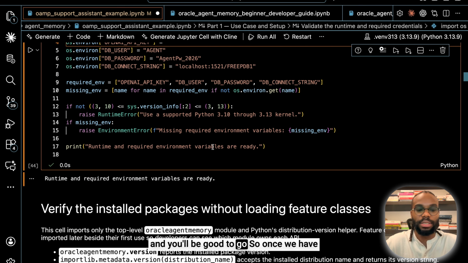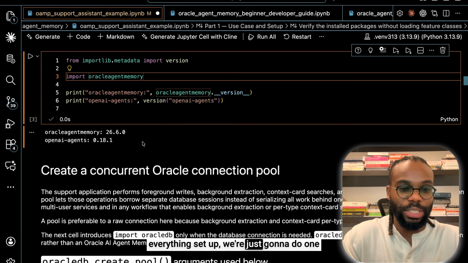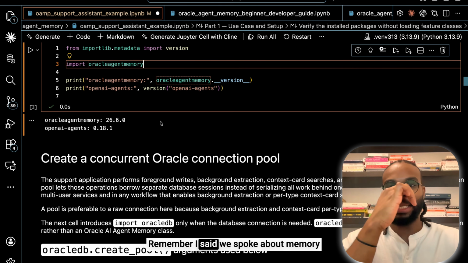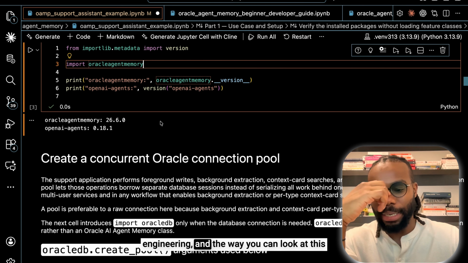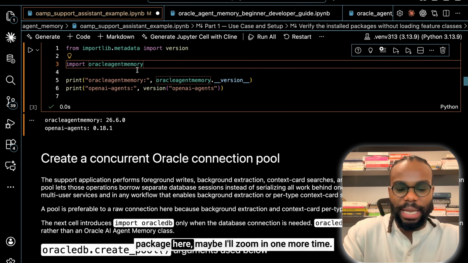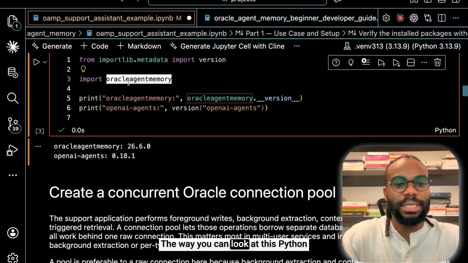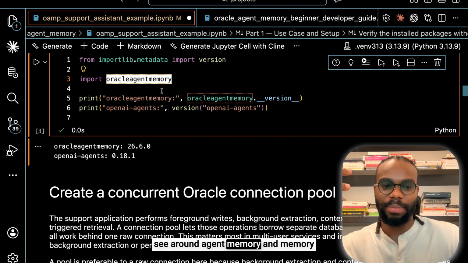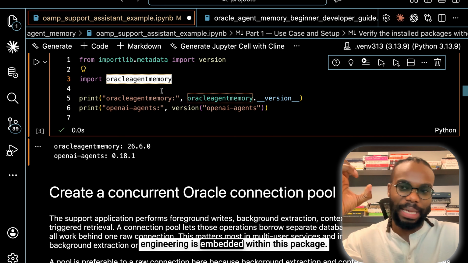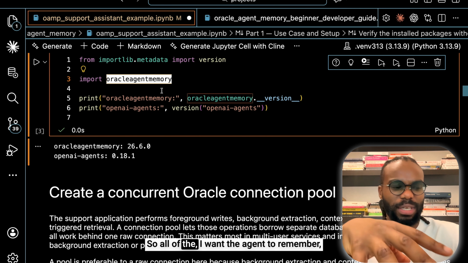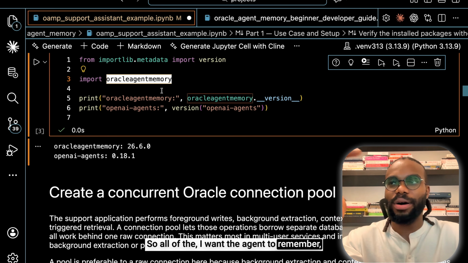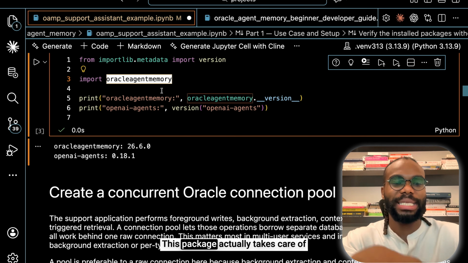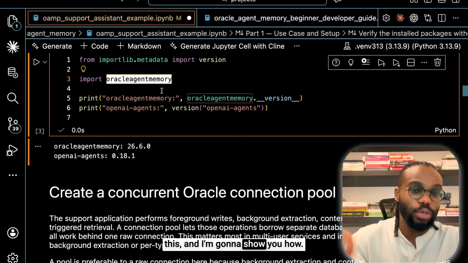Once we have everything set up, we're just going to do one thing, which is import Oracle Agent Memory. Remember, I said we spoke about memory engineering. The way you can look at this Python package is that all of the things we see around agent memory and memory engineering are embedded within it. So everything from wanting the agent to remember, to forget, to retrieve information properly, this package takes care of, and I'm going to show you how.